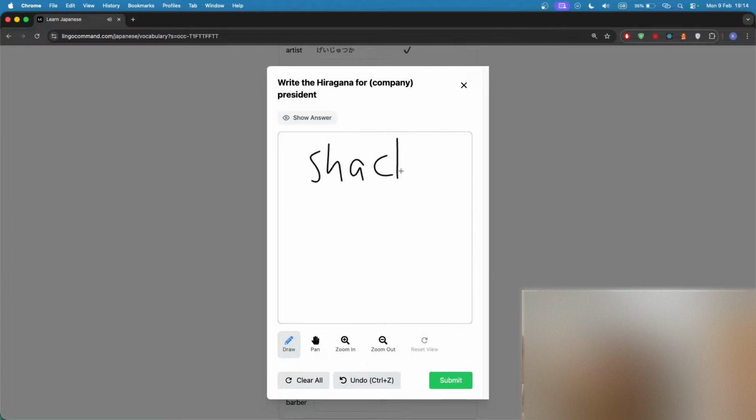Company, it's something like shacho. So here we just have shi, and then we need ya. But this ya is half-sized. So, let's try and write that a little bit more neatly. This half-sized ya and this shi form a hiragana yun combination. So it's not shi ya, it's sha.